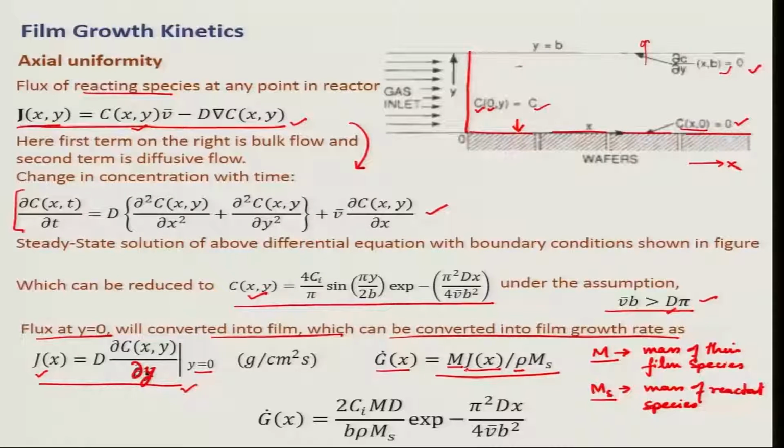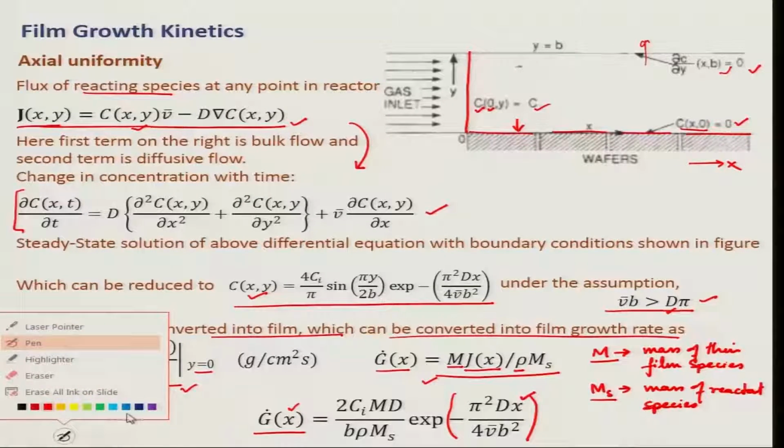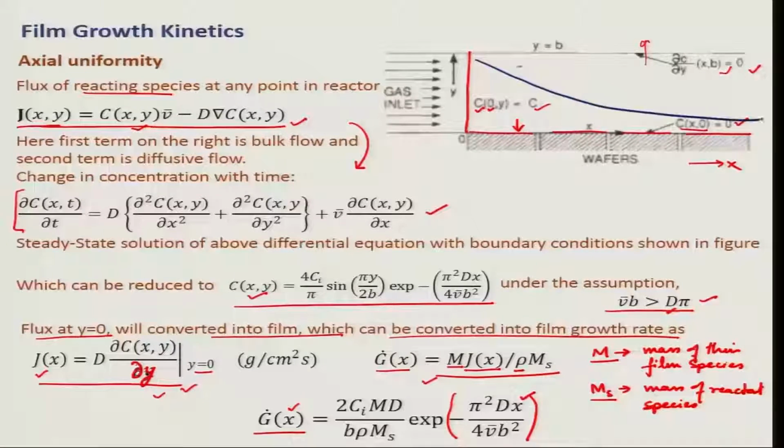So, using these two expressions, we can have a growth rate or deposition rate of the thin film as a function of x. X is this direction. You can see that it has an exponential dependence with a minus sign with x, which means that my deposition rate is decaying exponentially with x. So this is my g of x.